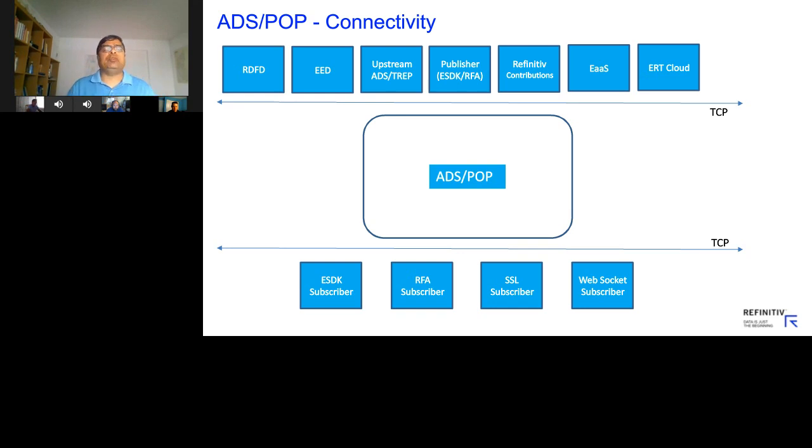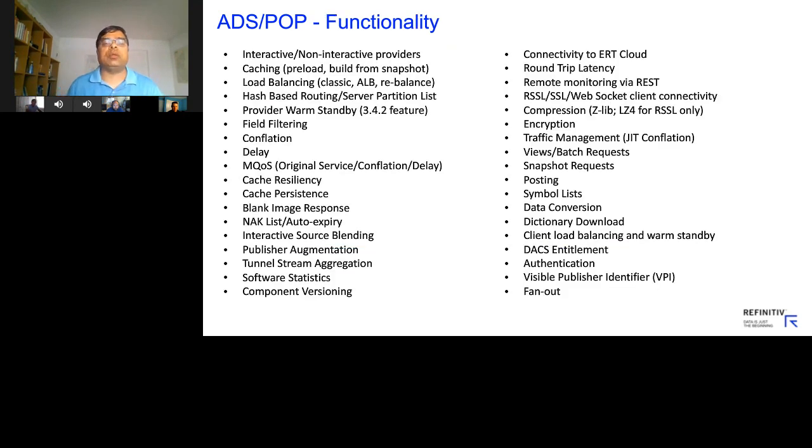I'm not going to go through the functionality. I just put this slide to show that all of the TREP functionality that we are used to is there in the ADS-POP, except the hot standby or the source mirroring. The provider warm standby is a similar functionality that is being provided in the 3.4.2 release, and Joe is going to demo that today. So as you can see, the whole host of functionality that exists in the TREP, you see that in the ADS-POP.